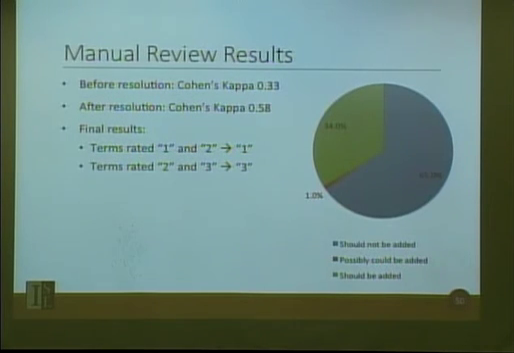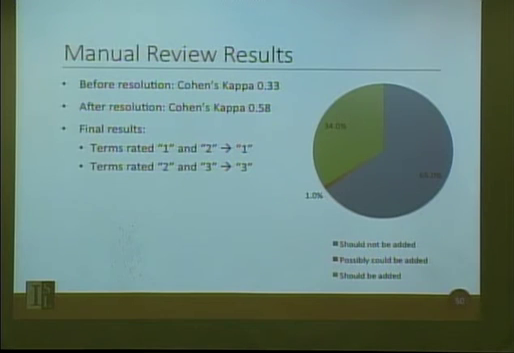Before our resolution, our Cohen's kappa is really low, like 0.33, which makes sense because 2 is kind of in the middle. Sometimes it's really difficult to judge whether a term should be included or not. So someone may say 1, someone may say 3, someone may say 2. So the agreement is not good. And after we look at all these terms rated 1 by one rater and 3 by another, we talk about it together, me and my 2 raters, to determine the final score for that.